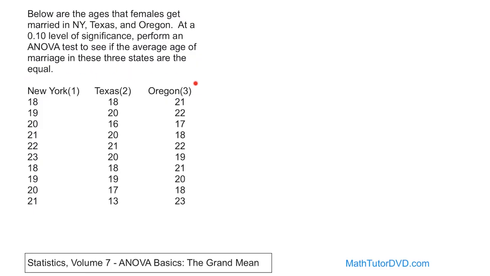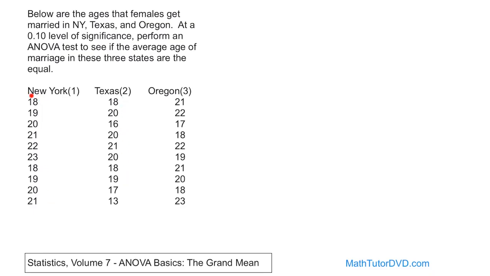What we're going to do is end up solving this problem by hand. I know in the previous section we talked about school districts and testing. That was great to keep in your brain just because everybody has some experience with grades. But this is a real problem. So below are the ages that females get married in New York, Texas, and Oregon. So you see we have New York here, Texas, and Oregon, and we have some numbers written down here.